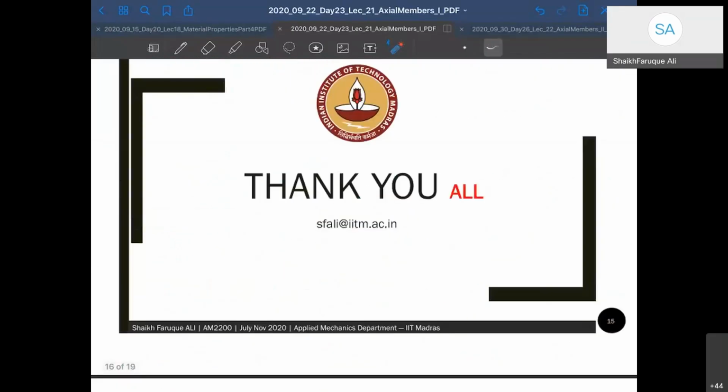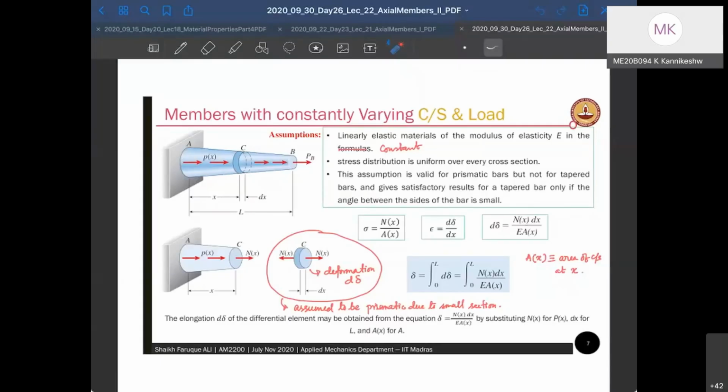Okay, let's stop here. No, let's not stop here. Let's take another example. In the last two examples, we saw a prismatic bar with a constant cross section, then a stepped bar where the cross section was constant for a certain length. In this problem, the cross section is constantly changing. It can also change like this.